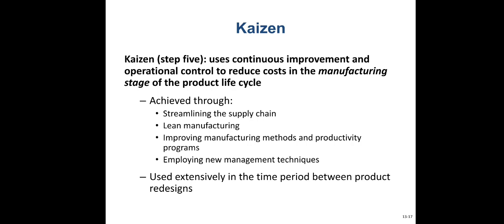Many Japanese, I think this practice is introduced by Japanese companies. During the production process, they will try to do continuous improvement so that they can produce good products very efficiently. So very interesting practice. Okay, see here, achieved through streamlining the supply chain, lean manufacturing, improved manufacturing methods and productivity programs, employing new management techniques, used extensively in the period between product redesign.